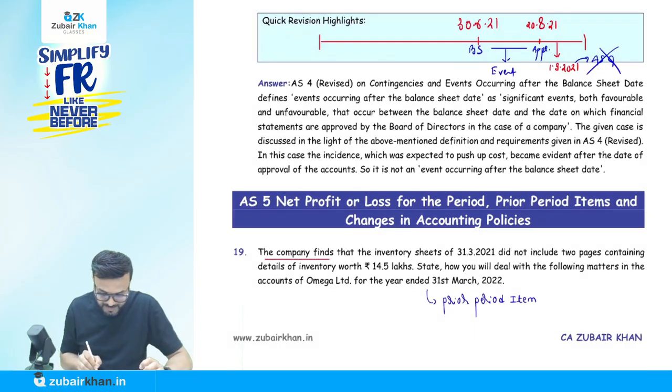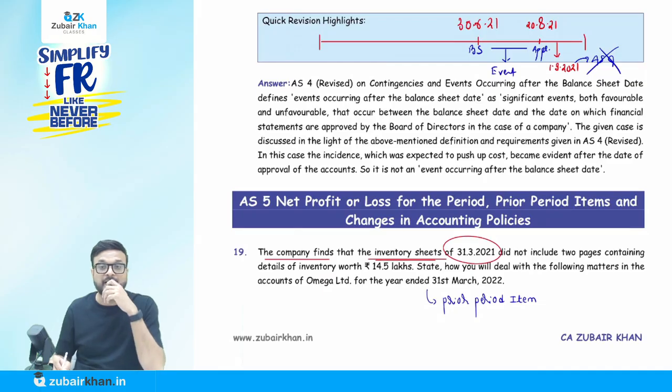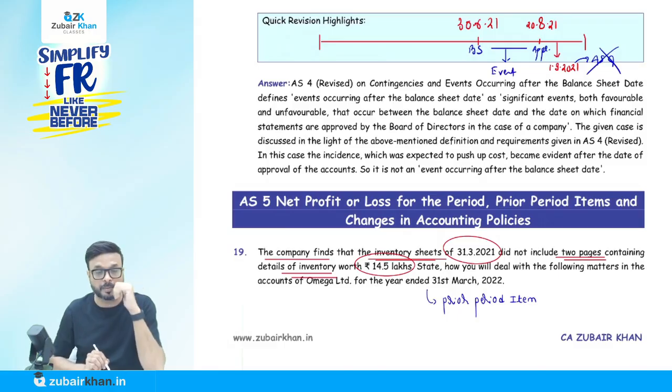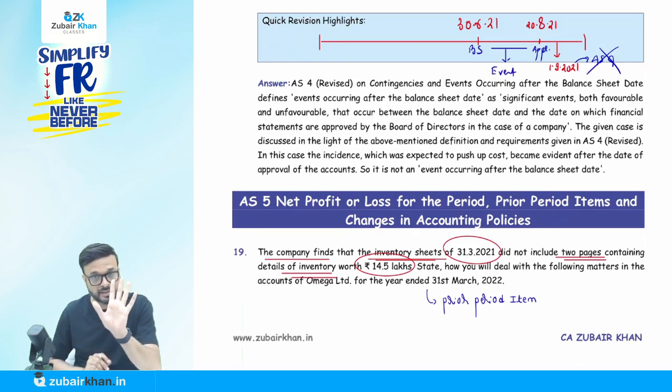The company finds that the inventory sheet on 31st March 2021 did not include 2 pages containing details of inventory worth rupees 14.5 lakhs. Say how you will deal with the following matters in the accounts of Omega Limited for the year ended 31st March 22. Please understand the question first.